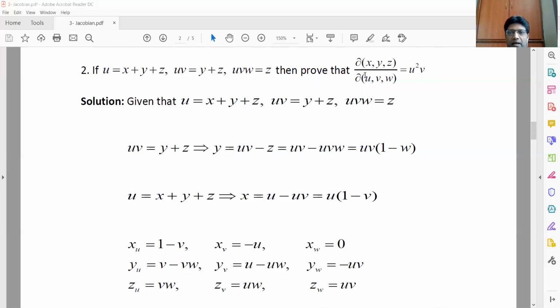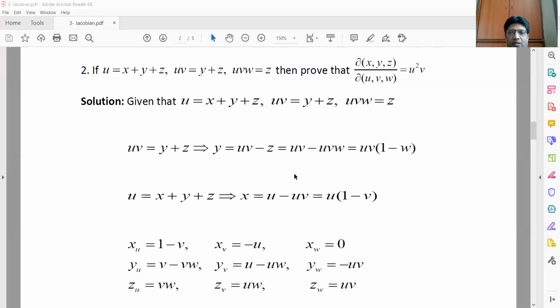So now I can calculate this Jacobian. First I have to calculate dou x by dou u. Where is x? This one. So dou x by dou u is 1 minus v. Similarly, dou x by dou v is u minus uv, so for u it is 0, minus uv means minus u. Next, dou x by dou w: there is no w here, so 0.